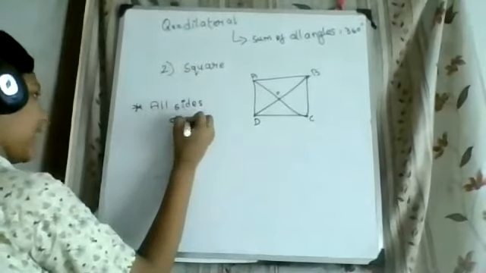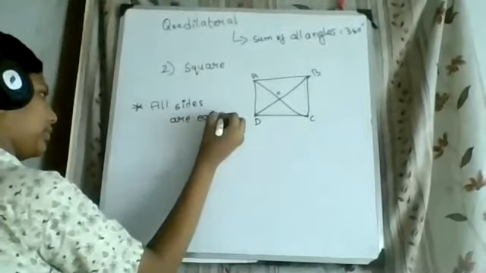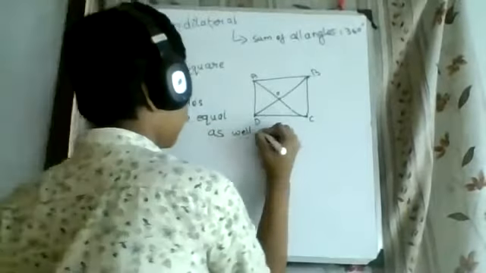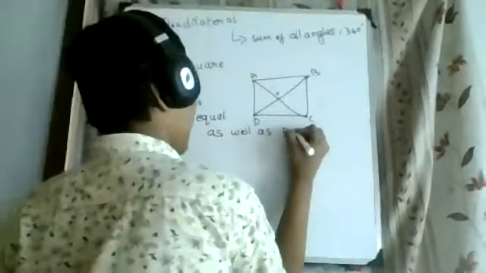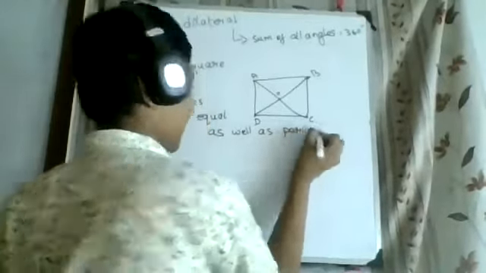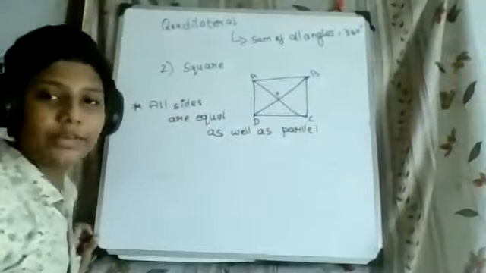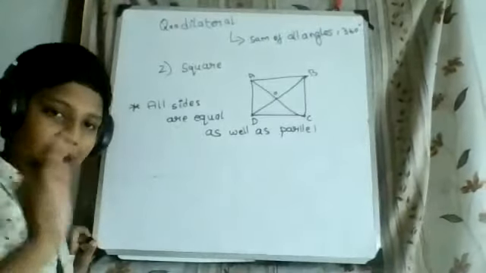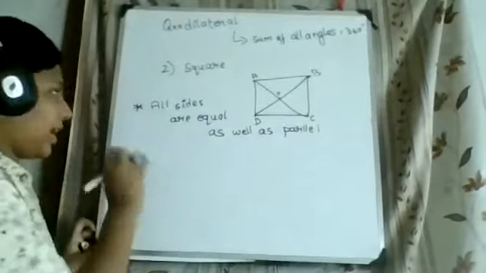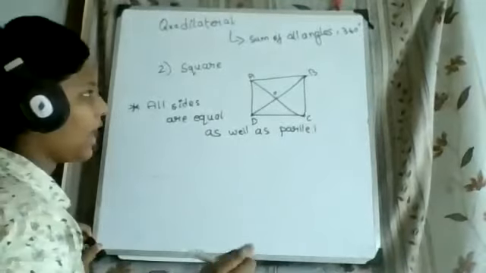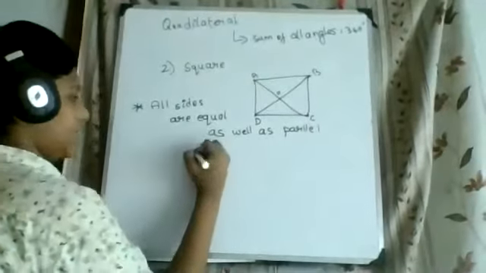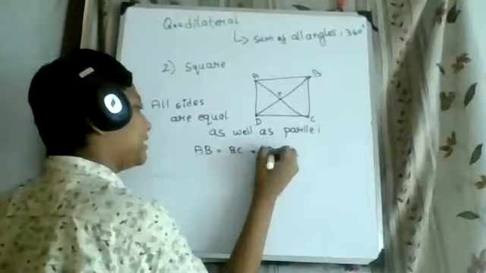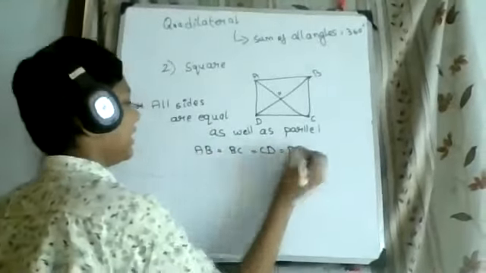All sides are equal as well as parallel. This is the first point we will see. First we have to discuss about sides, then angles, then diagonals. First we have discussed sides. In square, all sides are equal. That is, AB side is equal to BC side is equal to CD side is equal to DA side.